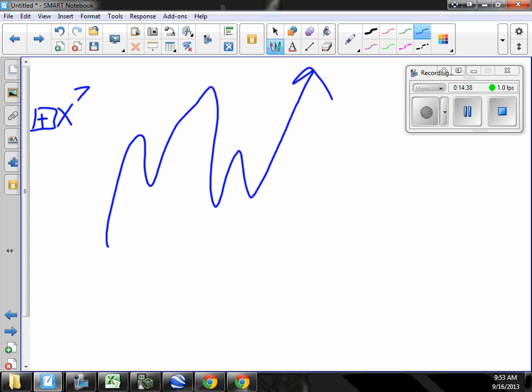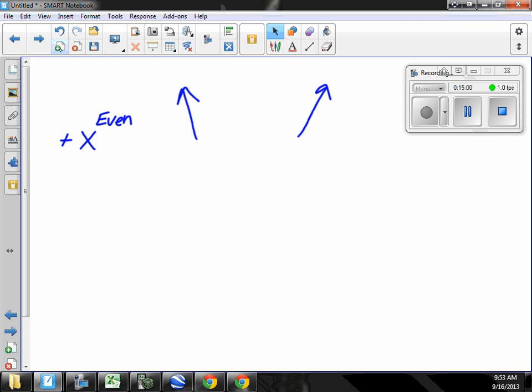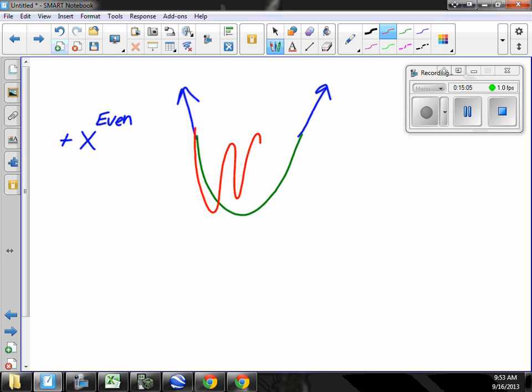Positive. Okay? So, if I had a positive x to an even number, then I know that the graph is going to look like this. I have no idea what happens in the meantime. Okay? It could come down and back up. It could come down and wobble a bunch of times and then go up. We don't know. But if it's even, I know if it's a positive x to an even number, it's up and up.